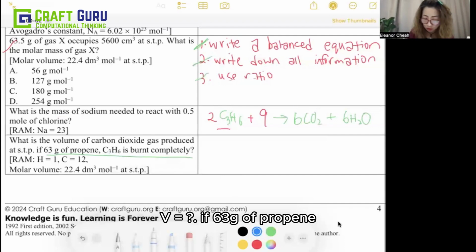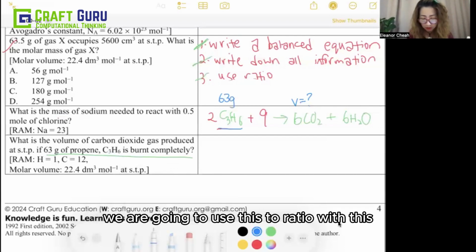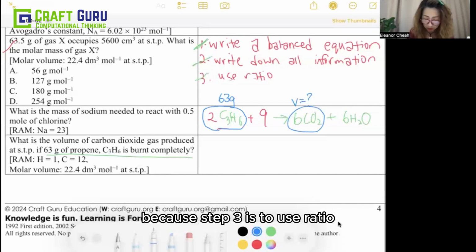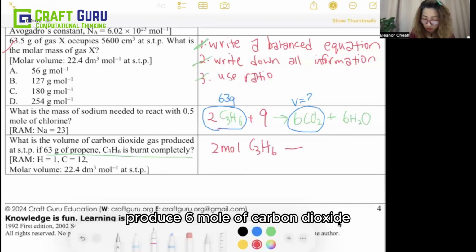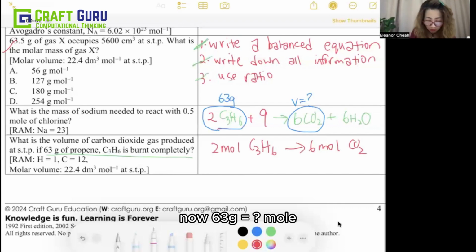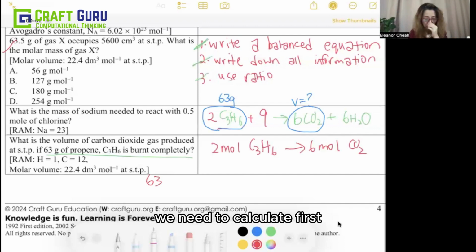This one, volume equals to question mark. If 63 gram of propene, so given 63 gram. Okay, so we are going to use this to ratio with this, right? Because step 3 is use ratio. We have 2 mole of propene produce 6 mole of carbon dioxide. Now 63 gram is how many mole? We need to calculate first.